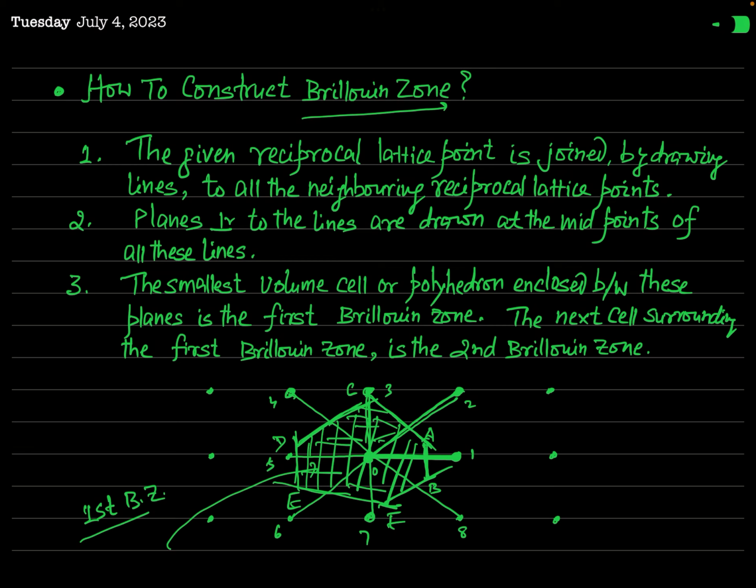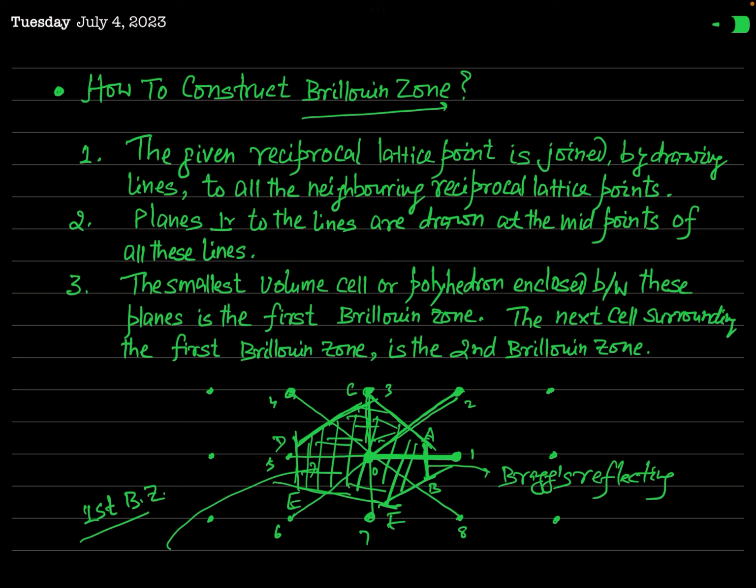Actually, when we consider that a wave vector is propagating starting from this point O, then this wave vector will get reflected. It suffers Bragg's reflection from these planes. So actually these planes are called Bragg's reflecting planes. So you can also define the Brillouin zone in this manner, that the Brillouin zone is the region bounded by the Bragg reflecting planes.